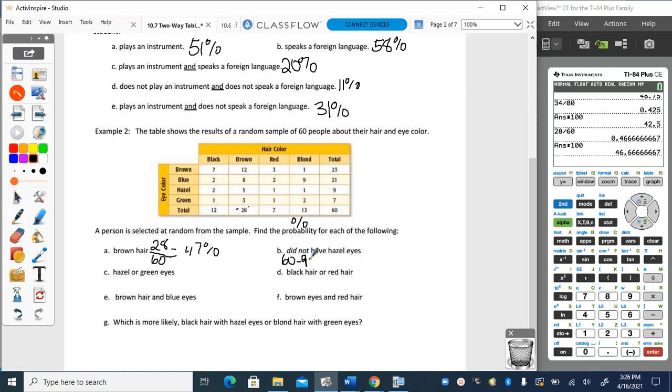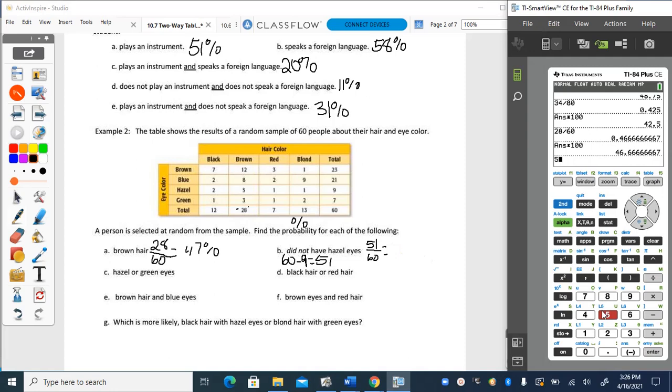Well, that is 51. So that means we have 51 over 60, because that's our total amount of people. And then what's 51 divided by 60? Well, that's 0.85 times 100. 85. So that's 85%.